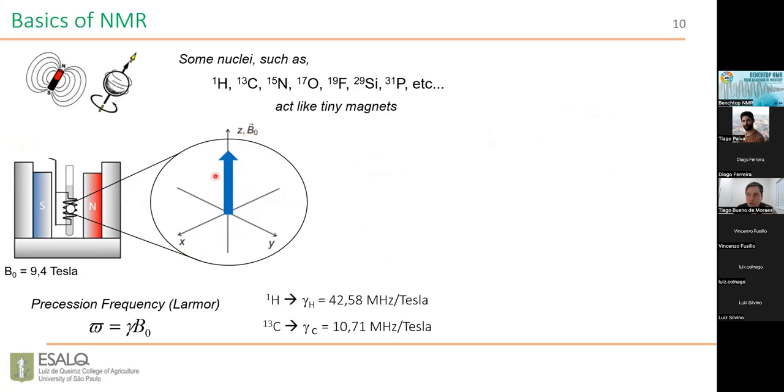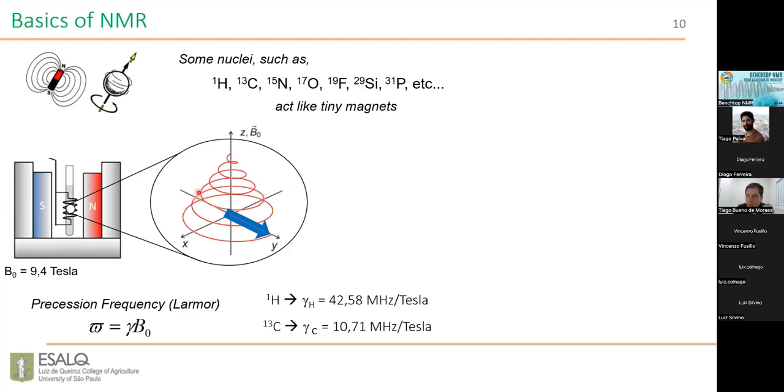When we apply a 90-degree pulse to the sample with the coil, the total magnetization moves from its equilibrium position along the z-axis to another one, for example, the y-axis. This position is not stable, so the magnetization will return to its equilibrium position along the z-axis, and this return occurs with the precession of the nuclear spins.